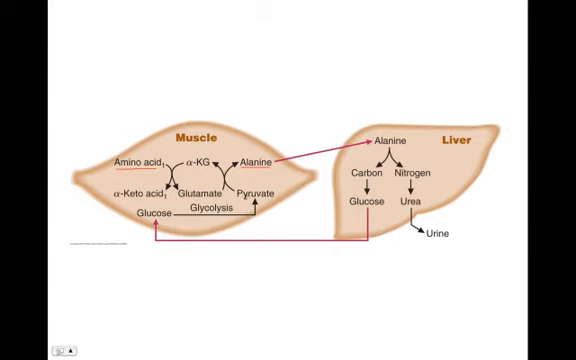Glutamate can then aminate pyruvate to generate alanine, and alanine is shuttled to the liver, where, through an additional series of transamination reactions, alanine can be divided into its nitrogen-containing component and carbon-containing component and can be used to synthesize glucose. Glucose can then be shuttled back to the skeletal muscle. This entire cycle is referred to as the glucose-alanine cycle.